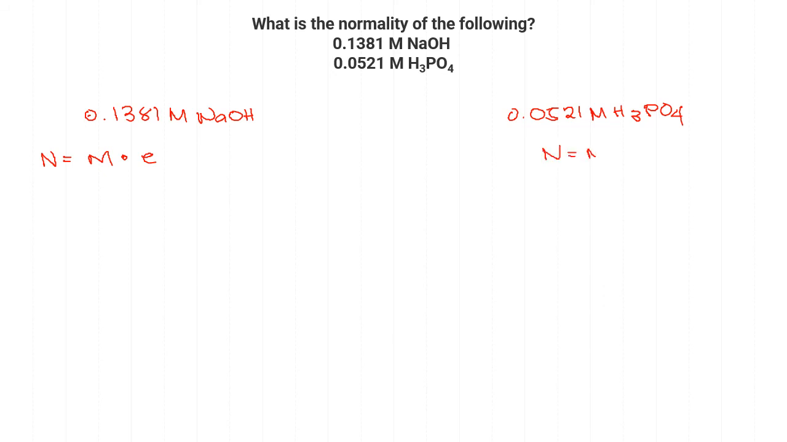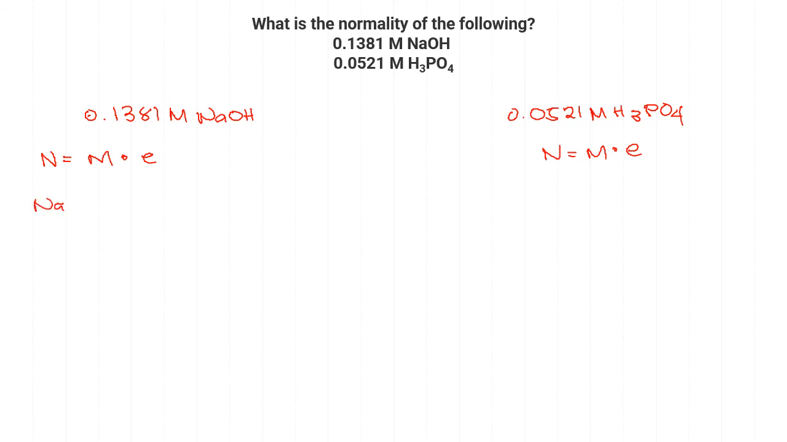Let's have a relatively easier example with this problem. We have 0.1381 molars of your base, which is sodium hydroxide, and 0.0521 molars of our phosphoric acid. Assuming complete dissociation, let's calculate for the normality. Let's write the general equation for normality using the molarity. It's N is equal to M times your equivalence. We have your molarity on both questions, but we don't have your equivalence.